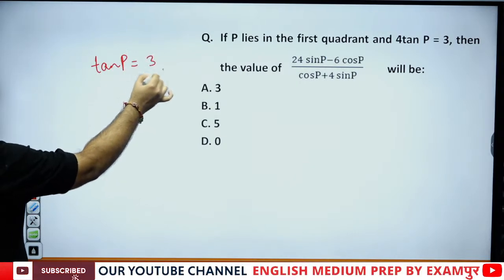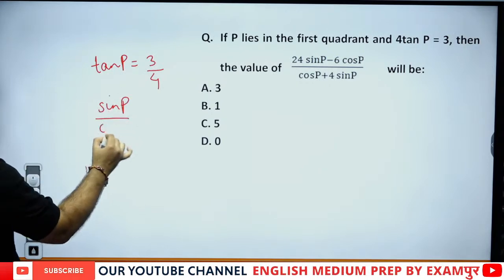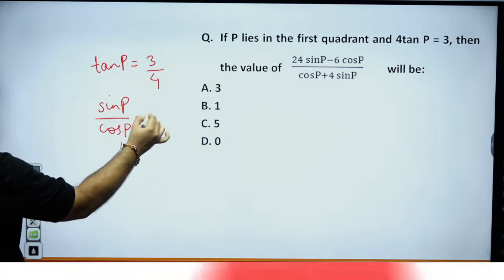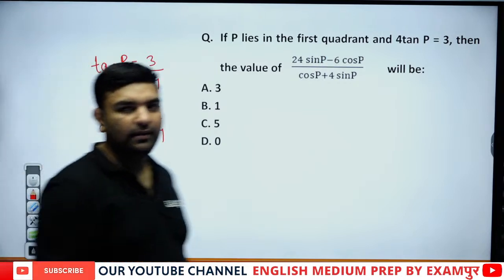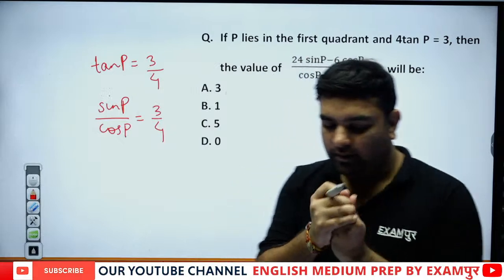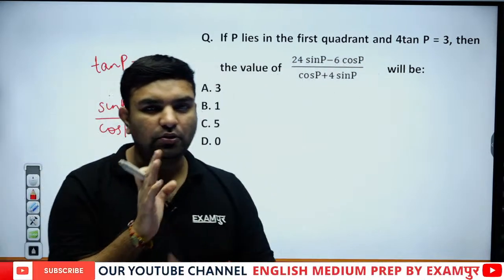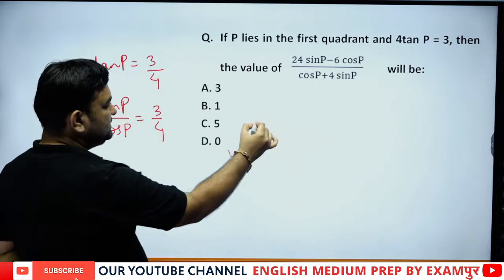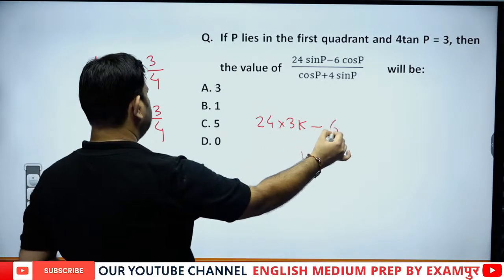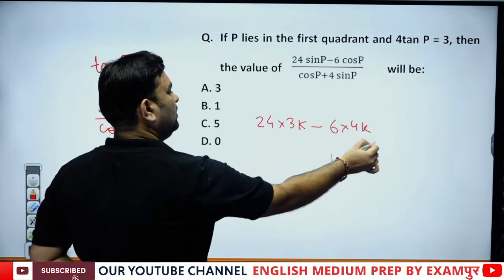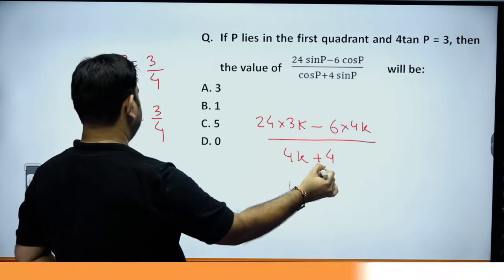Tan P is 3 by 4. So, sin P upon cos P is 3 by 4. So, we can take sin P as 3k and cos P as 4k and put down their values in the ratio.